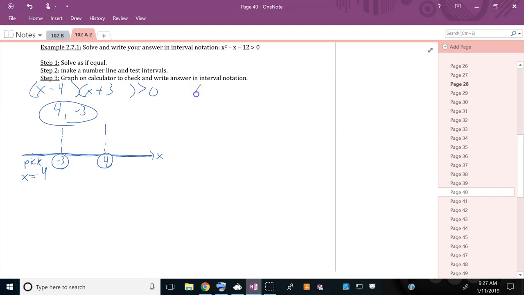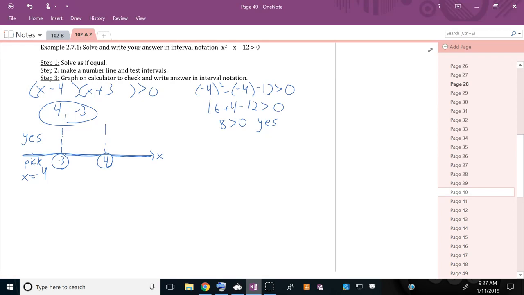So let's go over here and plug in negative 4 for x into my inequality, and let's see what happens. Now, chugging that through, I get 16 plus 4 minus 12, which is 8. Now, I don't really care that it's actually 8. All I really care about is I got a positive number, which is what I was hoping to get. So I'm going to put a yes there, and then I'm going to put a yes here, because that's where I'm looking. So that's my first interval.